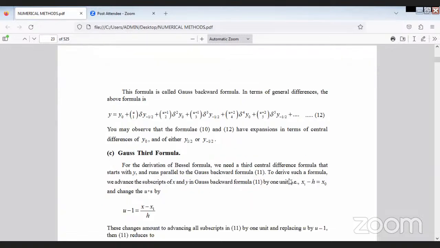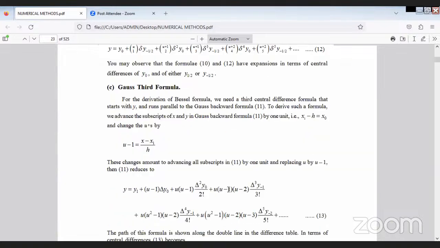The even numbers are positive and the odd numbers are negative. Gauss third formula. For the derivation of Bessel's formula, we need the third central difference formula, that starts with y and runs parallel to the Gauss backward formula.